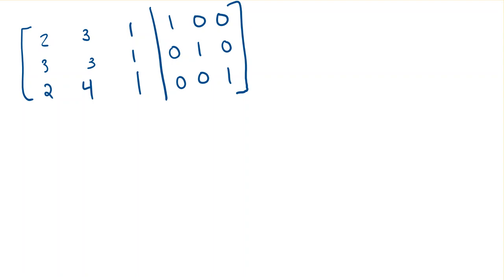Let's get started here. Take a moment to look at the different rows, and remember our first step is to get a 1 in this entry. Let's think about how we might do that. While there's many ways to get a 1 as this entry, we might first just start by multiplying the entire row 1 by 1/2. We're going to multiply row 1 by 1/2, and that will be our new row 1.